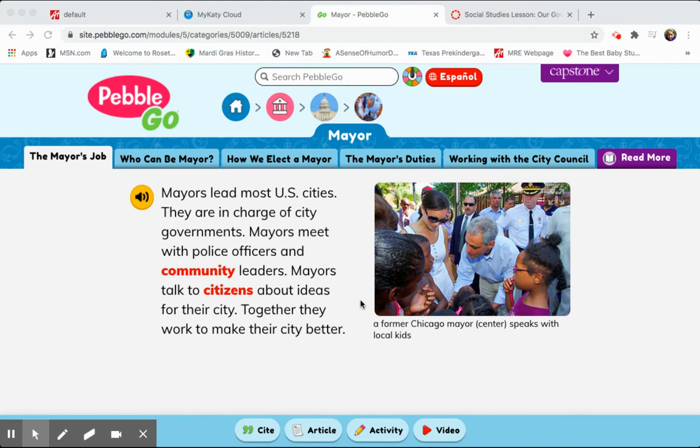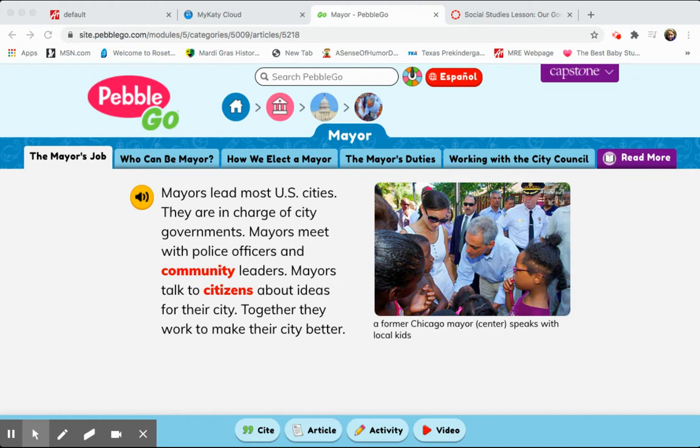Hi guys. This week in social studies, we're going to be talking about government. Today we're going to be talking about local government, like your mayor, council managers, commission, town meetings.